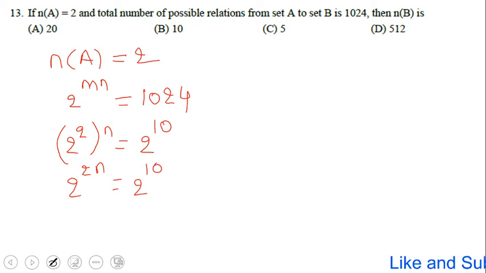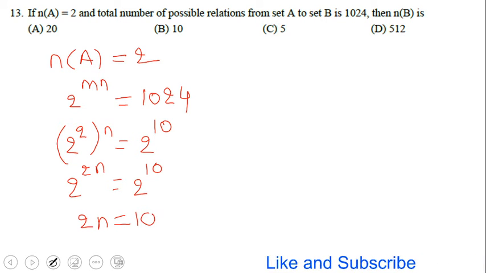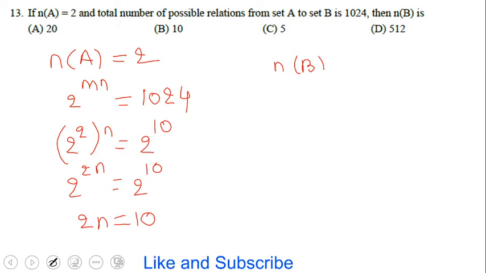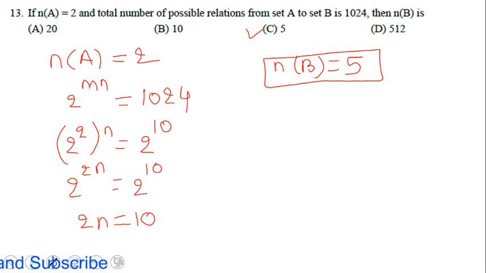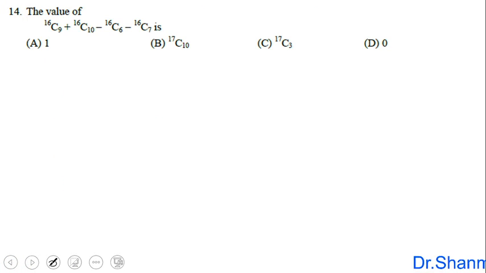So bases are the same, powers we have to equate. So 2n equals 10. So n, the number of elements in B, is 10 divided by 2, which is 5. Therefore clearly option C is the right answer here. So very simple. Now we'll do example number 14.